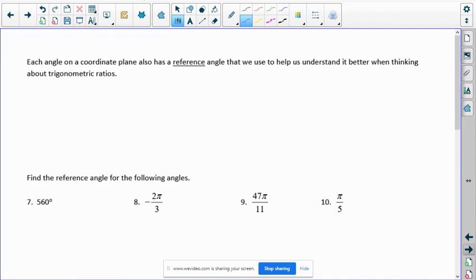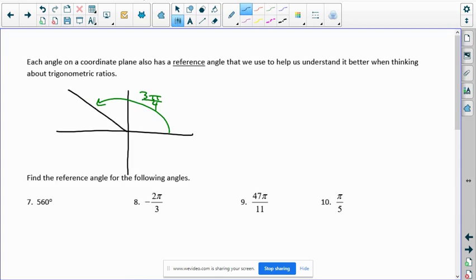Now, each angle in the coordinate plane has a reference angle that we use to help understand it better. Say you have this angle here. This angle is 3 pi fourths. Here I should draw the terminal side for it. We like to think about our angles within the first quadrant, between 0 and 90 degrees. These are going to relate this 3/4 pi radians angle and the angle right here. This angle right here is what it takes to get back to the x-axis. It's pi fourths. So we have a reference angle of pi fourths because it gets us back to the x-axis in the shortest way possible.